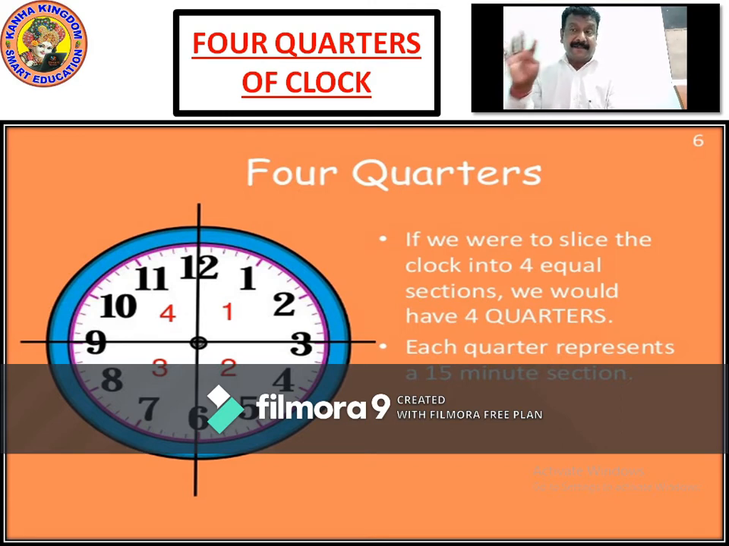Second quarter is 3 to 6. Third quarter is 6 to 9. Fourth quarter is 9 to 12. So each quarter represents 15 minutes. Please write this down.